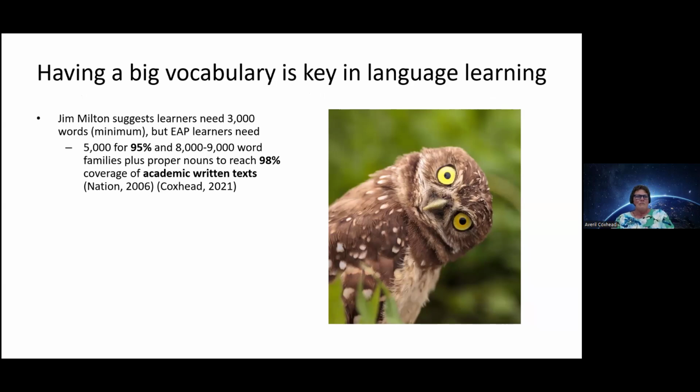Don't learners need more? We found when we looked at academic written texts, learners need between 5,000 to 8 to 9,000 word families. That's not individual words, that's groups of words like analyze, analysis, reanalyze, analytical. So a word family to reach 98% coverage. Now, 98% is important. If learners recognize 98% of words in an academic text, it's good for their comprehension.